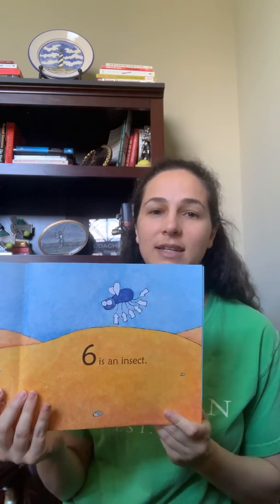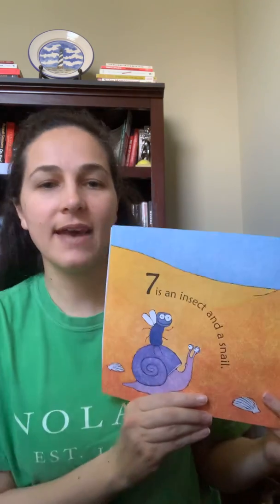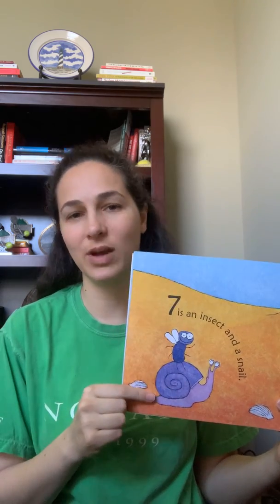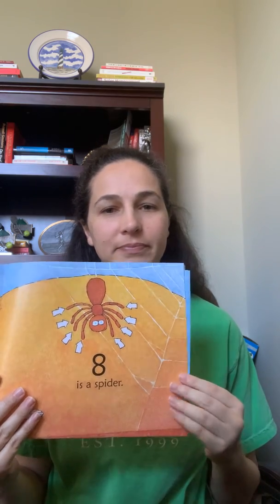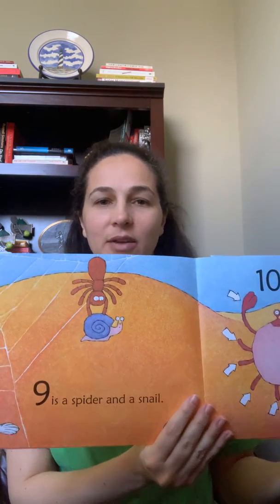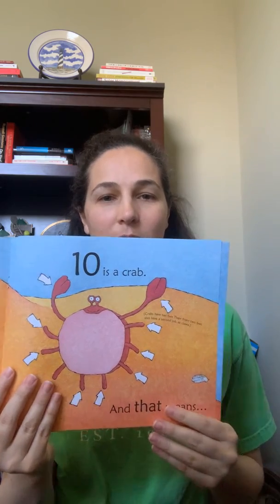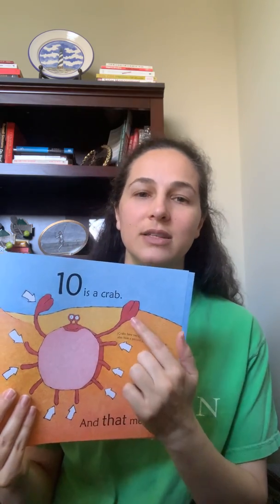6 is an insect. An insect has 6 legs. 7 is an insect and a snail. 6 legs on the insect and 1 leg on the snail. While 8 is a spider. To get 9, we have a spider and a snail. 10 is a crab. So a crab has 8 legs around the body, and then the 2 claws are considered legs as well.